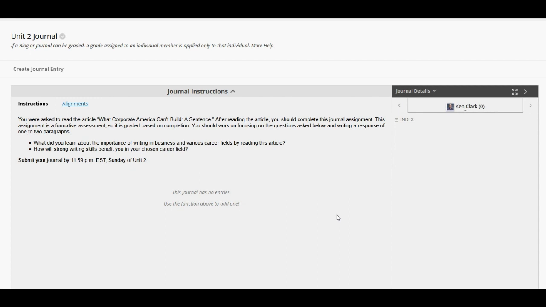Now, the journal is graded on a pass-fail basis. It's completion points. So, in other words, if you do it and you do it according to instructions, you meet all the expectations, then you'll get all the points. The only reason that you wouldn't get the points for this is if you either did not do it or if you submitted something that did not actually respond to the questions and meet the expectations of the journal.